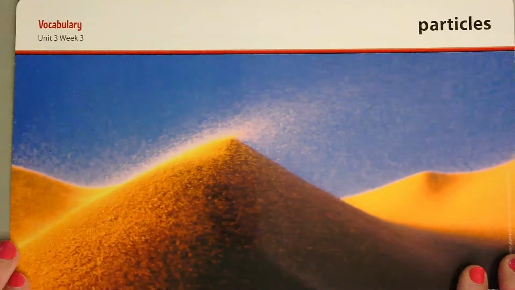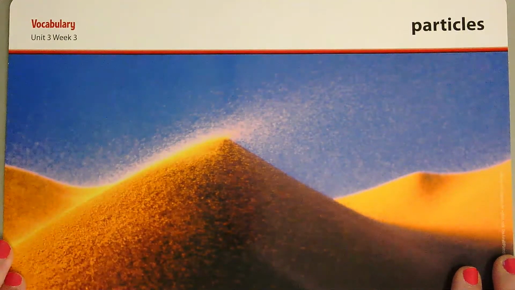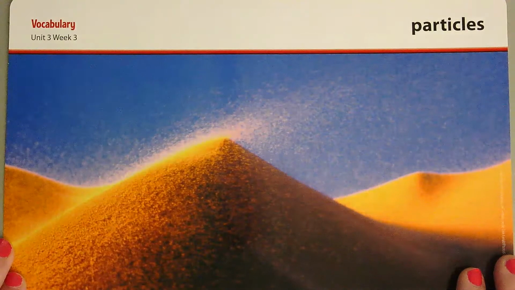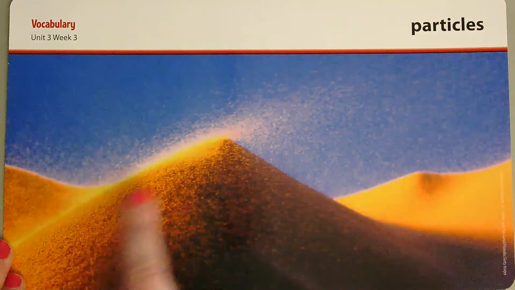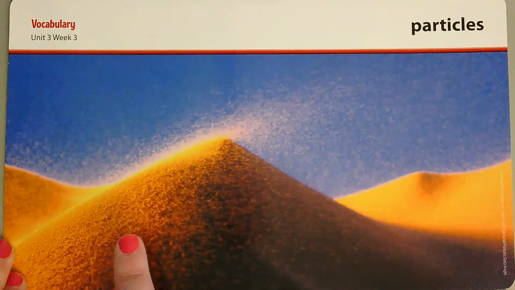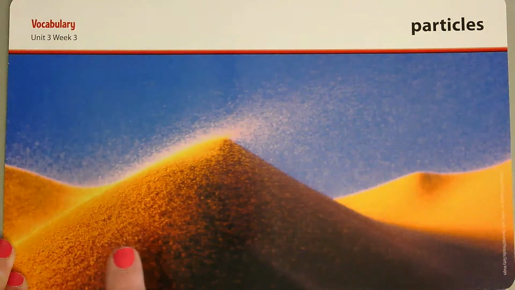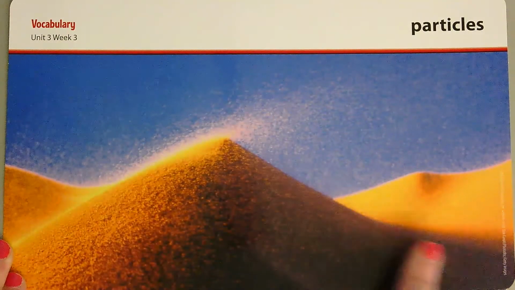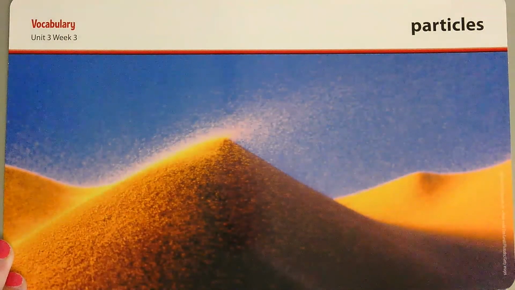The next word is particles. Particles are very small bits or pieces. So you'll see here, these are particles of sand. Sand used to be rocks that slowly over time have been eroded by the wind and the water to create these tiny little particles. They're like the leftovers of the rocks, like the crumbs of the rocks.